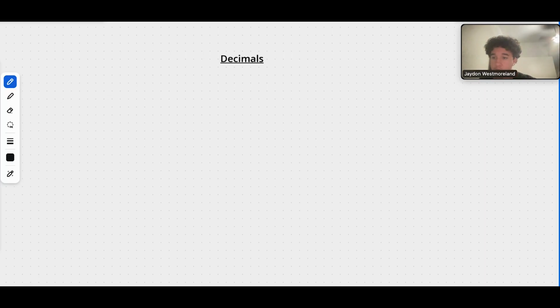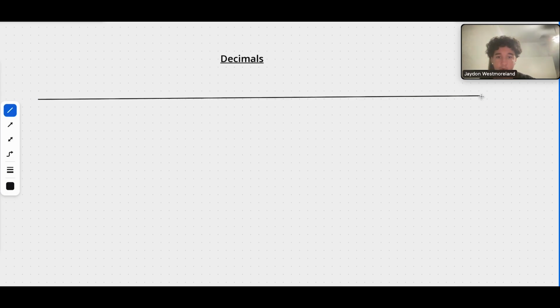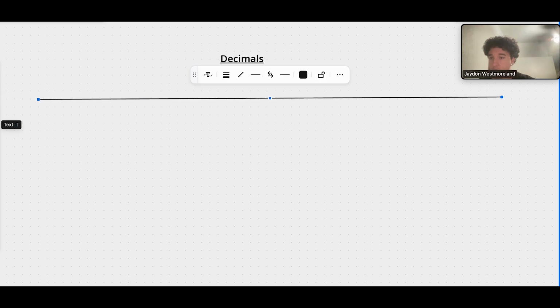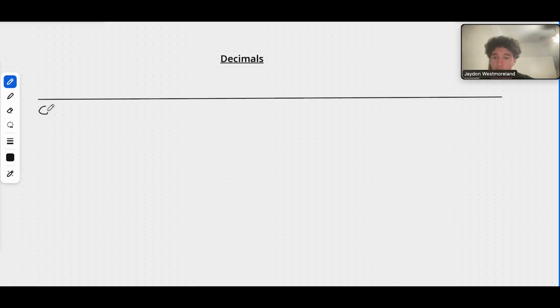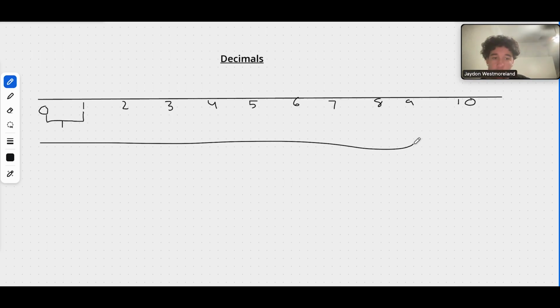So if we have our normal number line, let me just draw a number line here. And then we put our values. I'm going to put 0, 1, 2, 3, 4, 5, 6, 7, 8, 9, and 10. This is our normal number line. Now, the decimal number line is almost like a number line within the number line. So if I look at the values between 0 and 1, within here, there is a whole new number line.